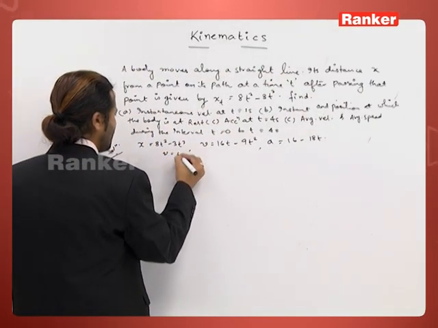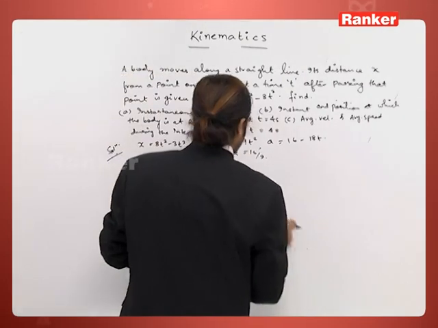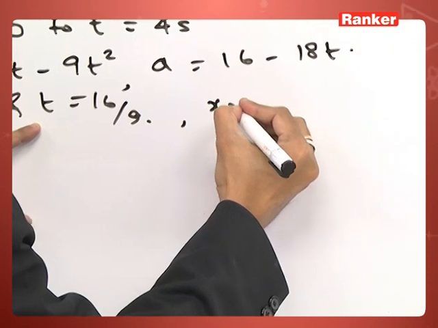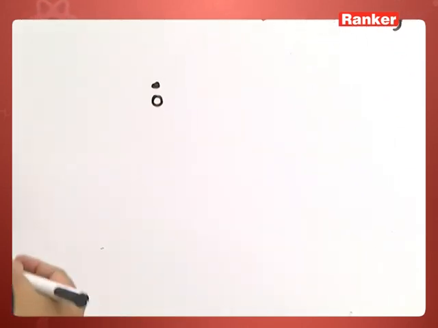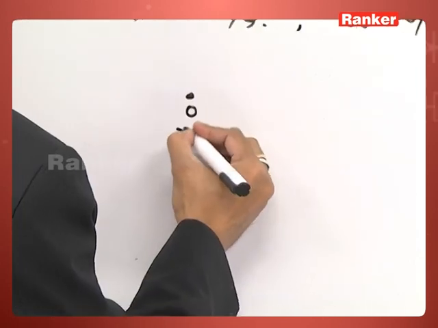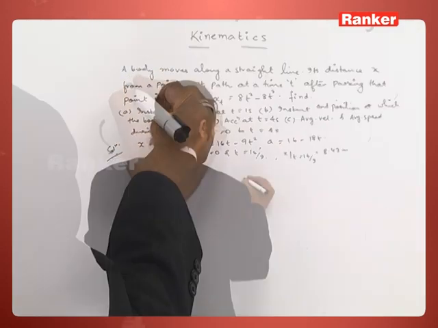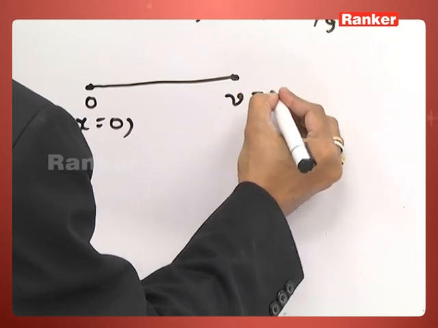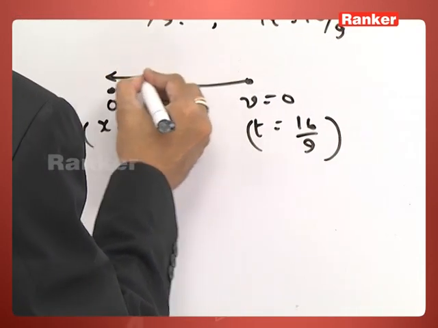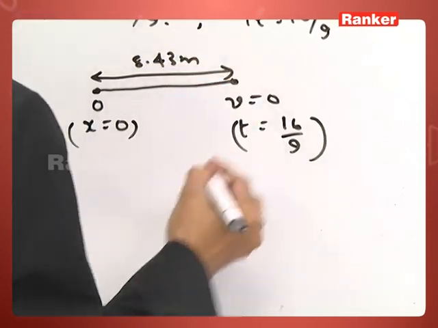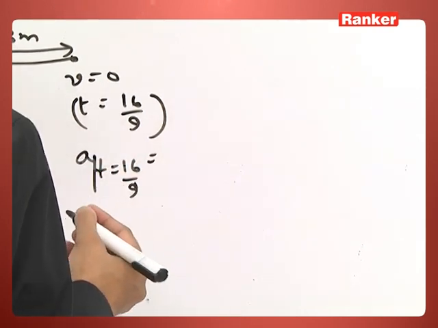And V is 0 at t is equal to 0 and 16 by 9. Now till t is equal to 16 by 9, we calculated it moved 8.43 meter. Suppose I say it started from here, at t is equal to 0, position is 0. Now let us calculate the point where the velocity becomes 0. The velocity becomes 0 over here at t is equal to 16 by 9, and it had travelled 8.43 meter.